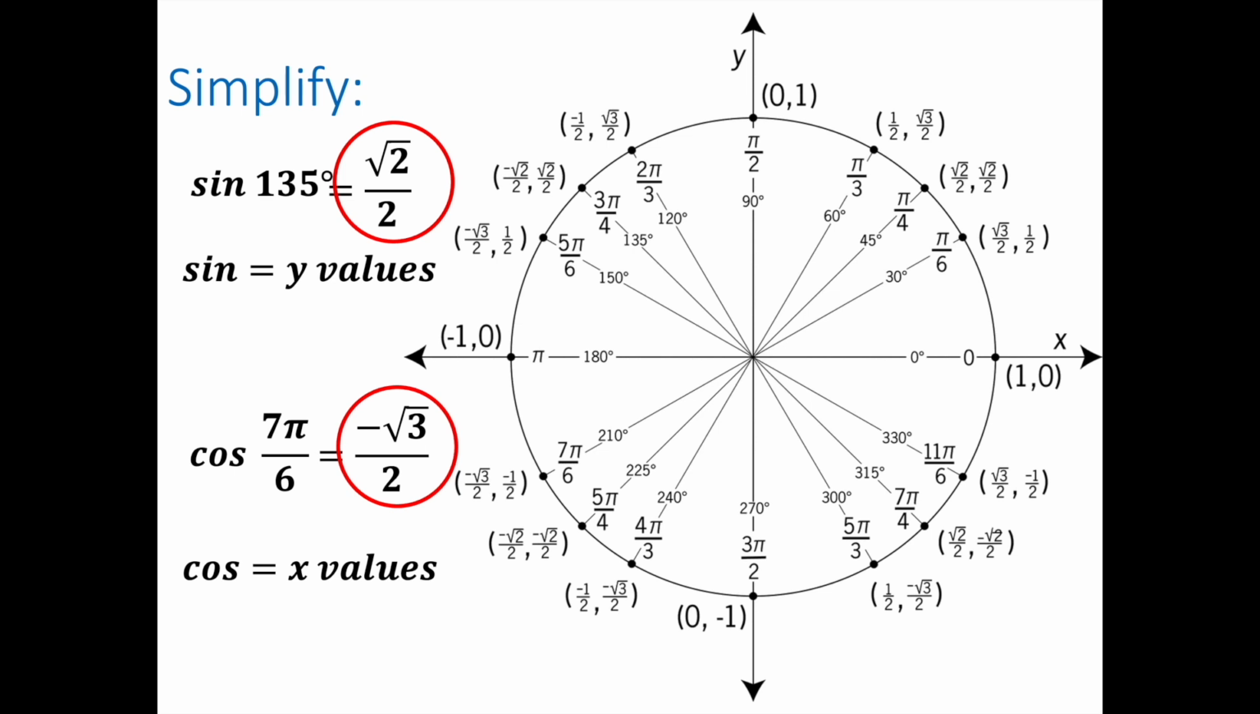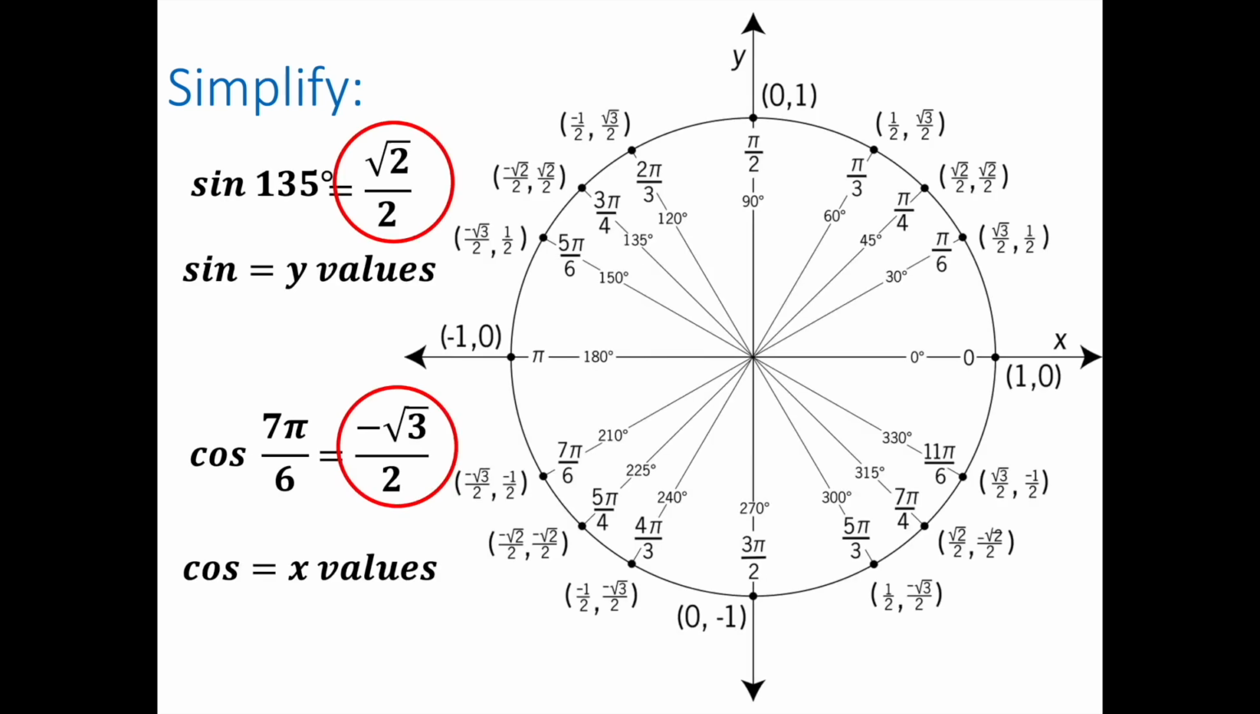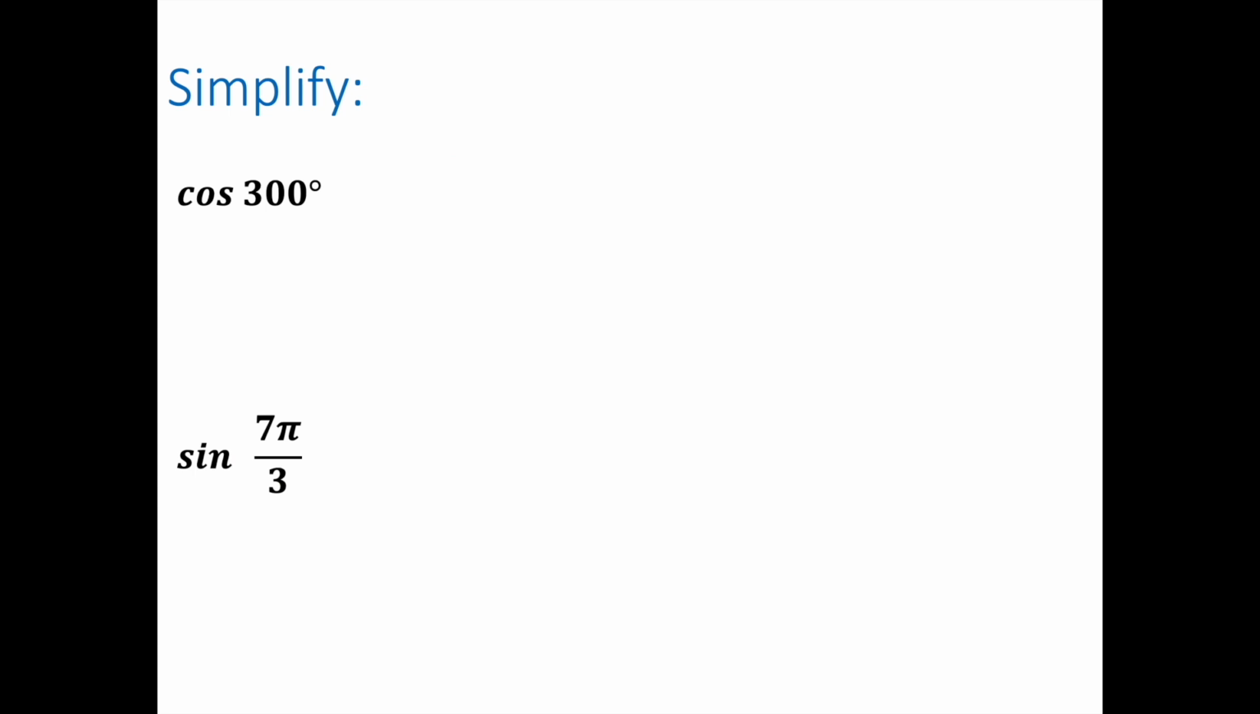I want you to get some practice on this. Let's pull these in. So push pause on the video. If you need the unit circle, you can go back to this one. But here are the ones that I would like you to look at. Cosine of 300, and I'd like you to look at the sine of 7 pi over 3. Push pause on the video now. After you've obtained the answer, come back and push play.